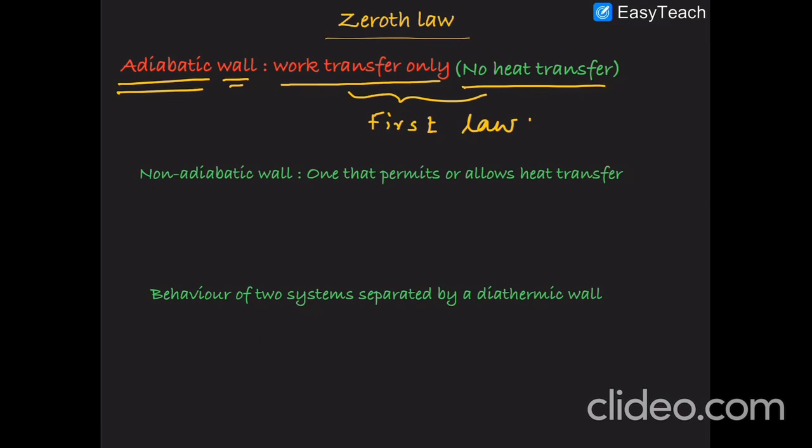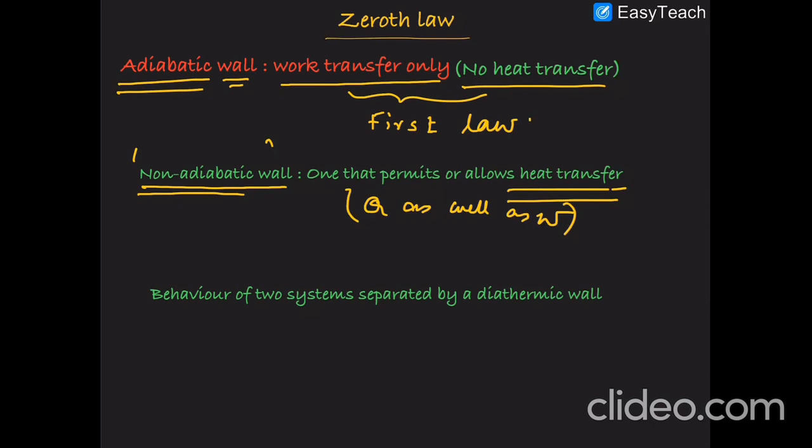Now we will impose a non-adiabatic wall, that means the non-adiabatic adjective. This adjective means one that permits or allows heat transfer, right? That means Q as well as W will be possible across the system. So that can be termed as a diathermic wall.